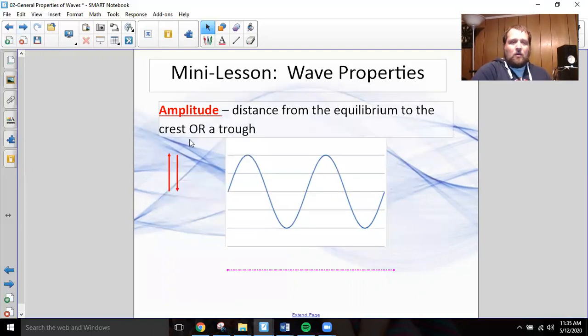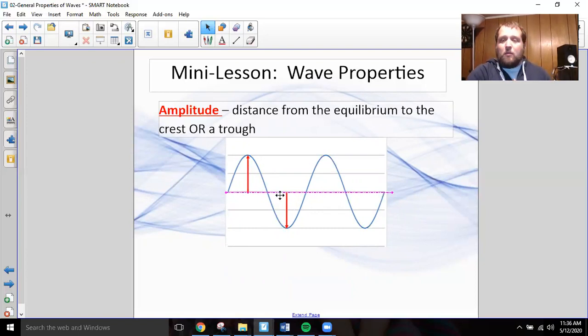Okay, so one of the key features of a wave is the amplitude, which is the distance from the equilibrium to the crest or a trough. So if you have a wave like this, the equilibrium point is the halfway point here. So the amplitude of the wave could be either this value here or this value here. Doesn't really matter. Just from the midpoint to the top or the bottom of the wave. So that's amplitude.